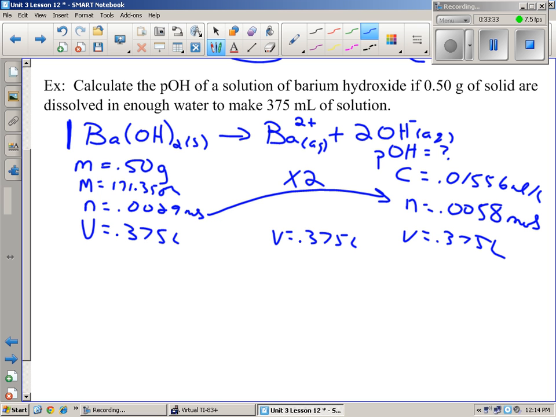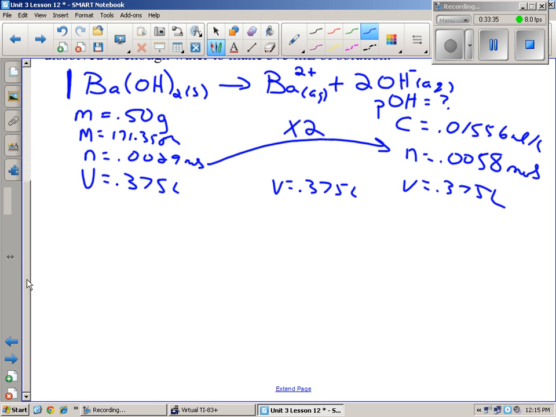We take the negative log of that, of course, right? So to find the pOH, we would take the negative log of 0.01156, and we would get 1.807915. Okay?